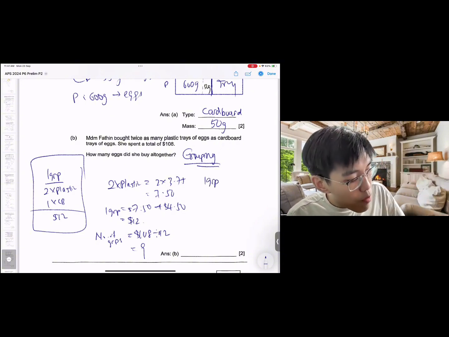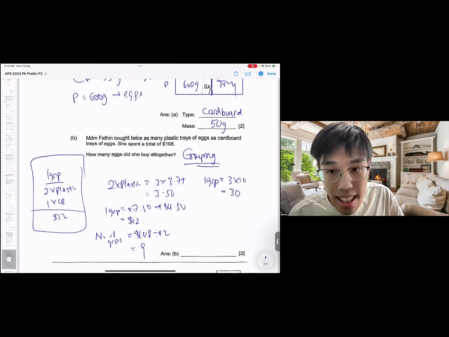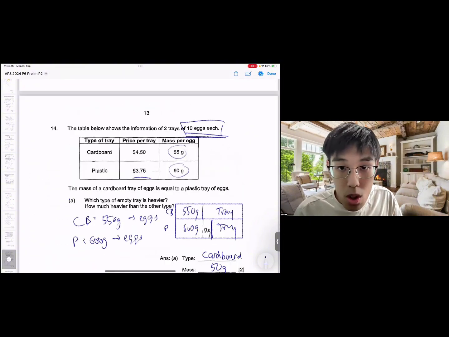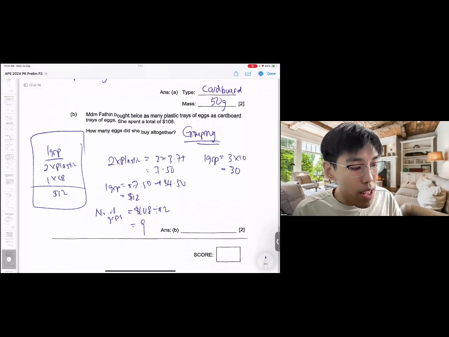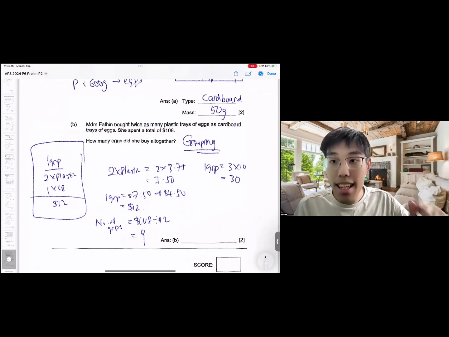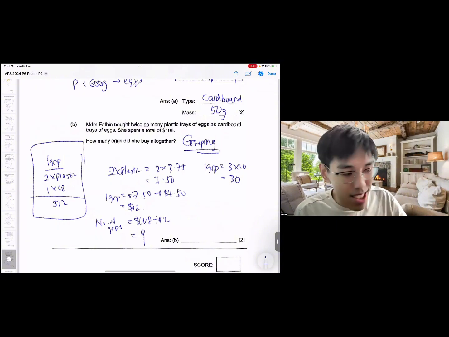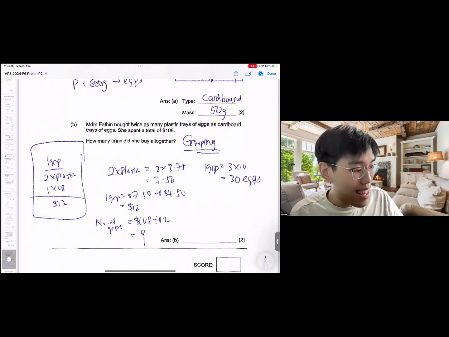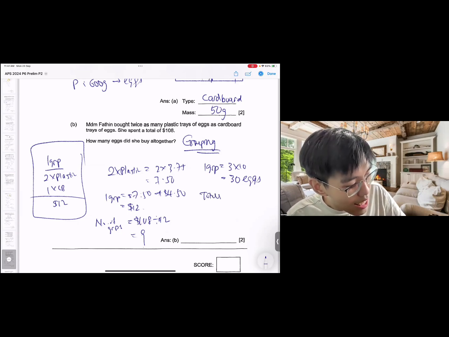Okay, one group, there are 3 trays of eggs. So it's 3 times 10 is 30 eggs. Because one tray is 10 eggs. The question already said so. Okay, so one group of 2 plastic trays and 1 cardboard tray makes 30 eggs. How many groups are being bought? 9 groups. So total eggs is 30 times 9, 270 eggs.